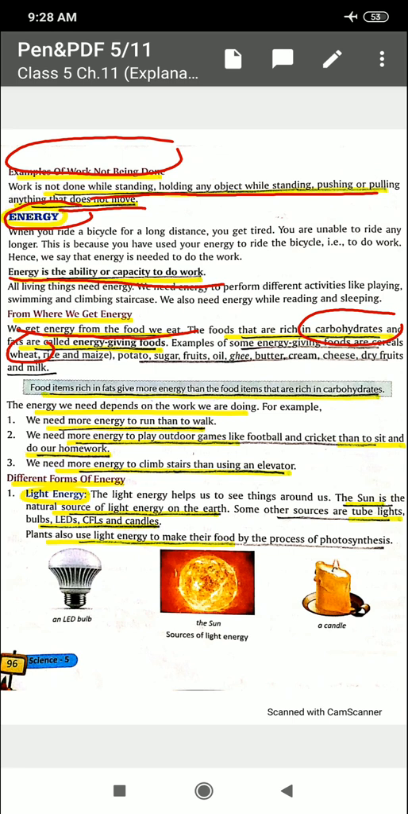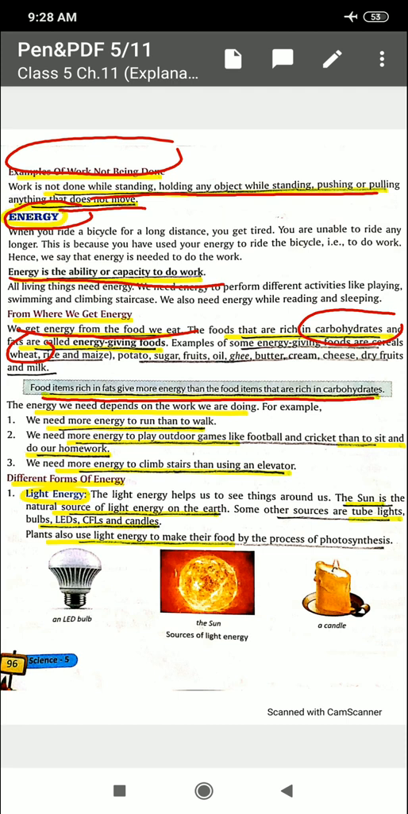So that means the food items which are rich in carbohydrates and fats give us energy. But just concentrate here on this point. The food items rich in fat give more energy, almost double the amount of energy than the food items that are rich in carbohydrates. So this topic is clear.